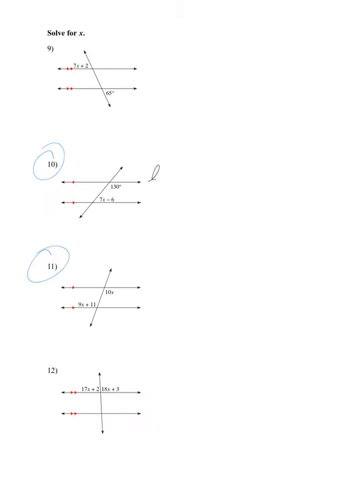So I have a parallel line, L, M. This is my transversal. Oh, it's same side interior. So it's same side interior. So that means that I'm going to take 7x minus 6, and I'm going to add 130, because then these two are going to add up to 180, because they're consecutive or same side interior. See how they're kind of next to each other?